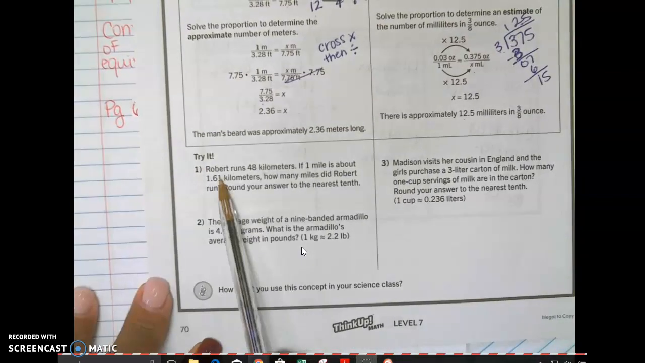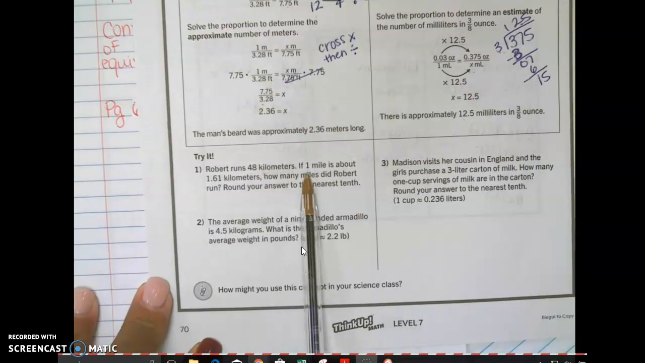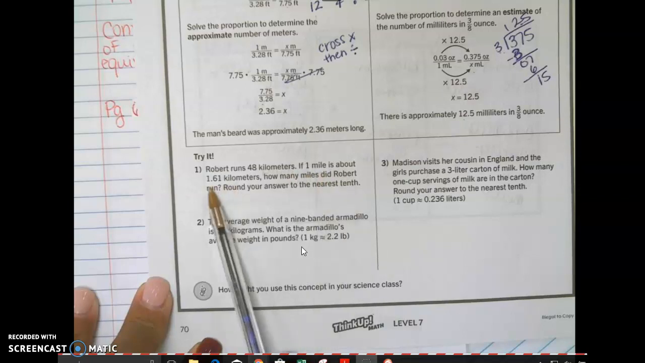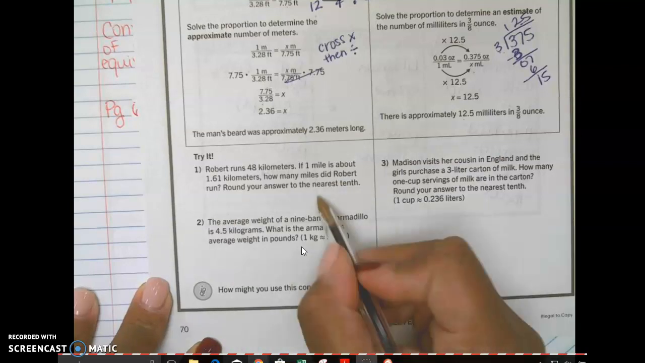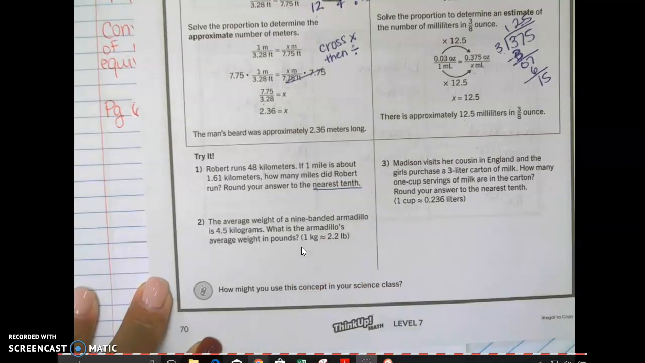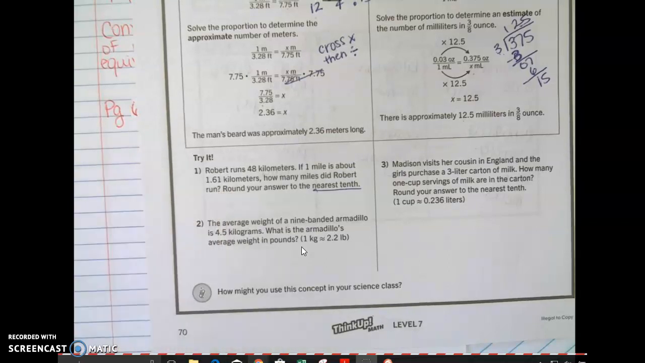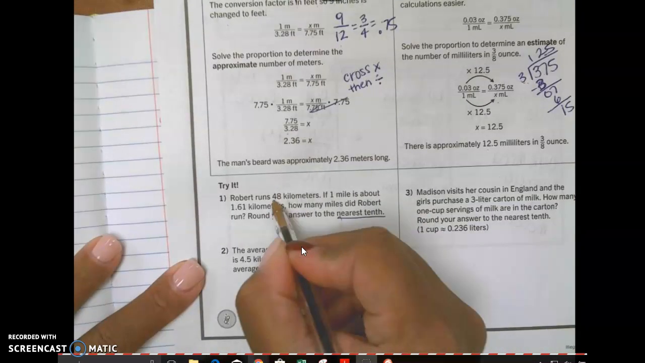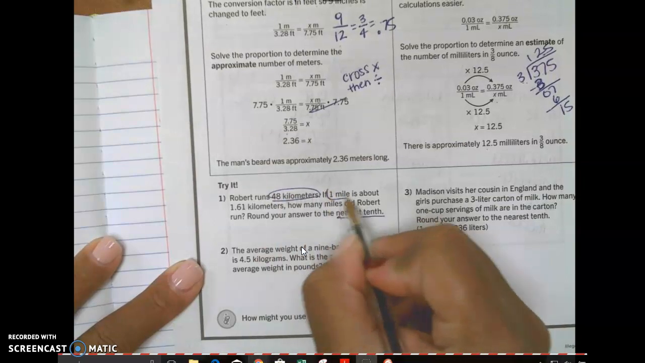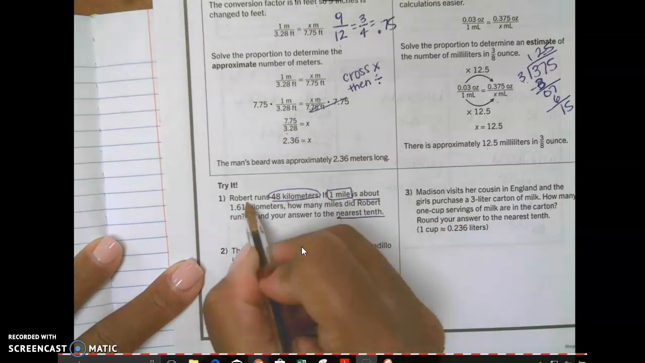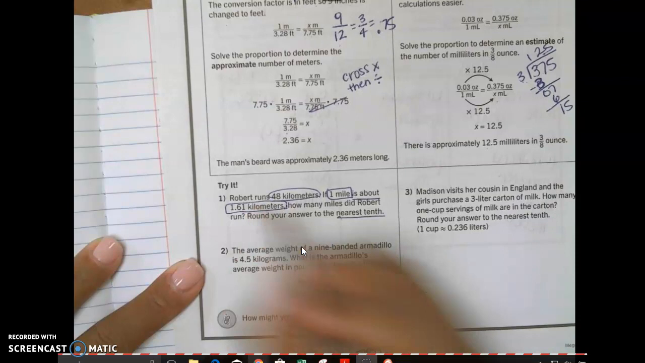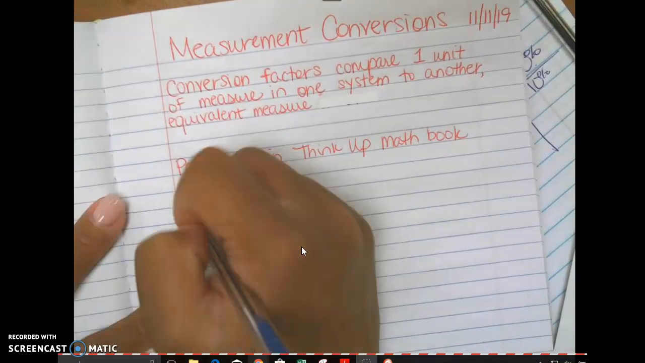Now we're going to go on to try it ourselves. Robert runs 48 kilometers. If 1 mile is about 1.61 kilometers, how many miles did Robert run? Round your answer to the nearest 10. So now in my notes, I'm going to show this work because I don't have enough space to show it here. So I know 48 kilometers, and then here's my conversion factor. 1 mile is about 1.61 kilometers.